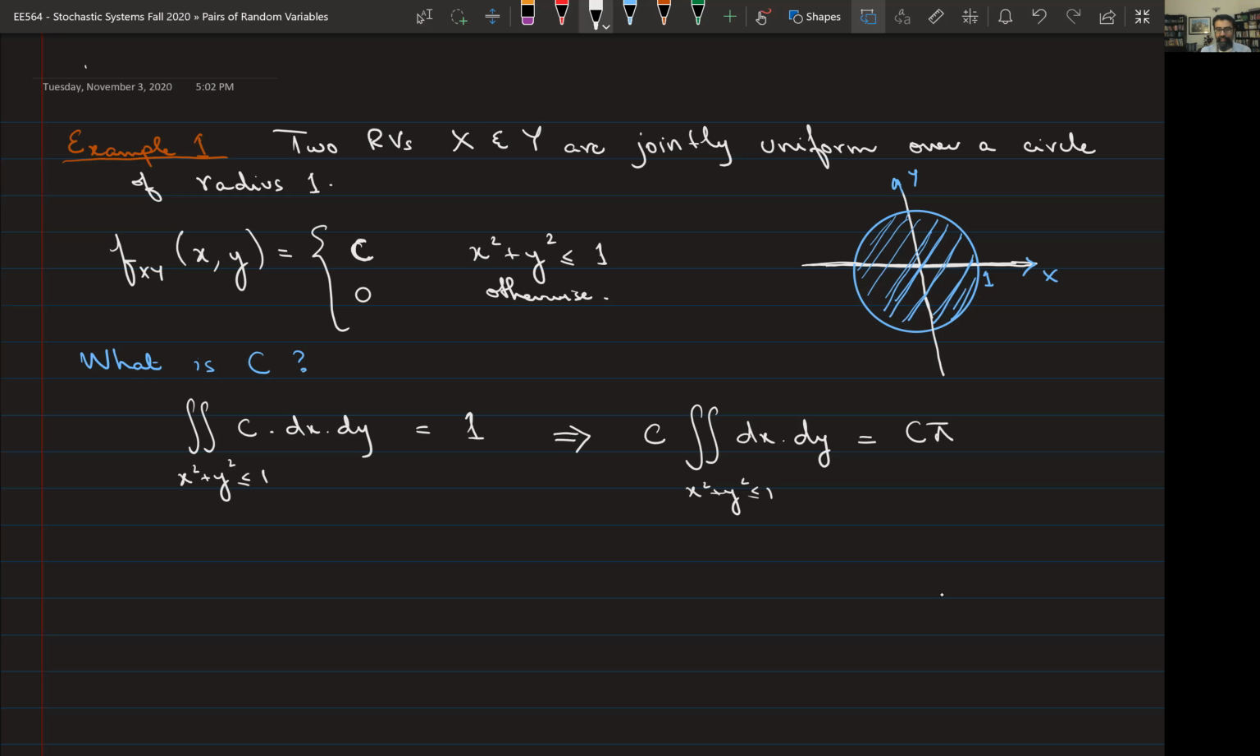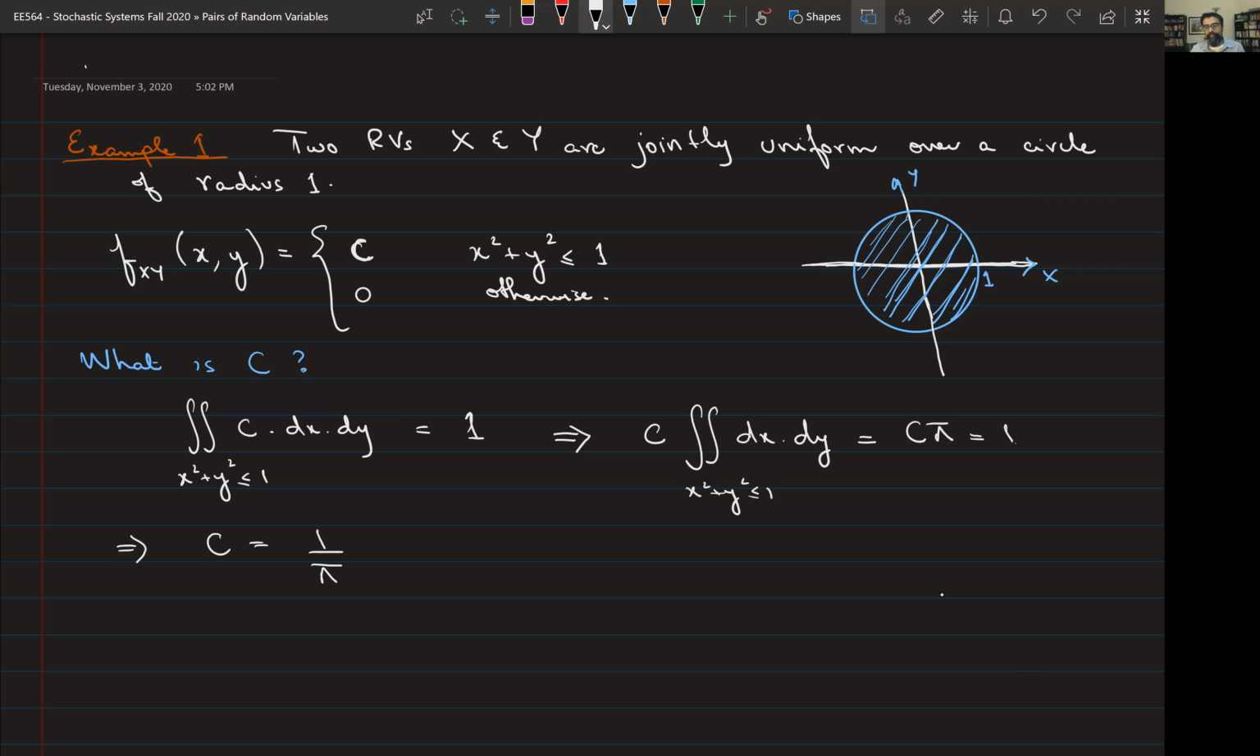This multivariable calculus is going to come up again and again, so it's important for you to perhaps revise those concepts, especially when we are in 2 dimensions, where we may have to use polar to rectangular conversions and things like that. So C times pi is going to be equal to 1, and this leads to the conclusion that the constant C is equal to 1 upon pi. This is exactly what Mohsen mentioned.